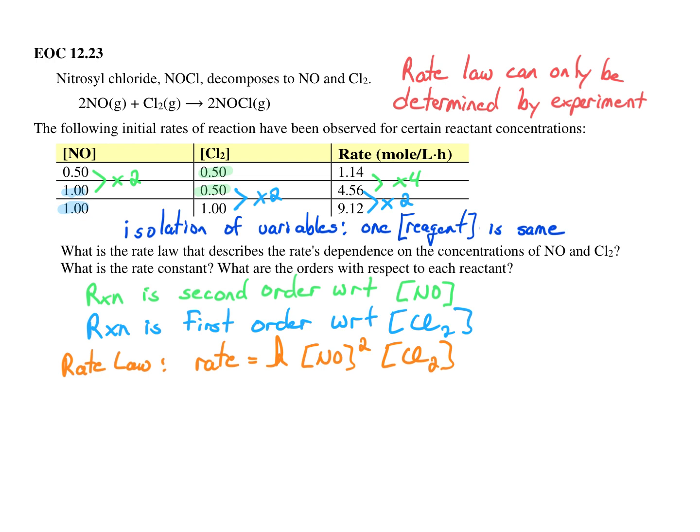As a last step, we can plug in the values for any of these 3 trials to determine the rate constant. We solve our expression for K, and we see that K is going to be equal to the rate divided by the concentration of NO squared and the concentration of Cl2. Now we can plug in data from any of the 3 trials to get an experimental value for K.